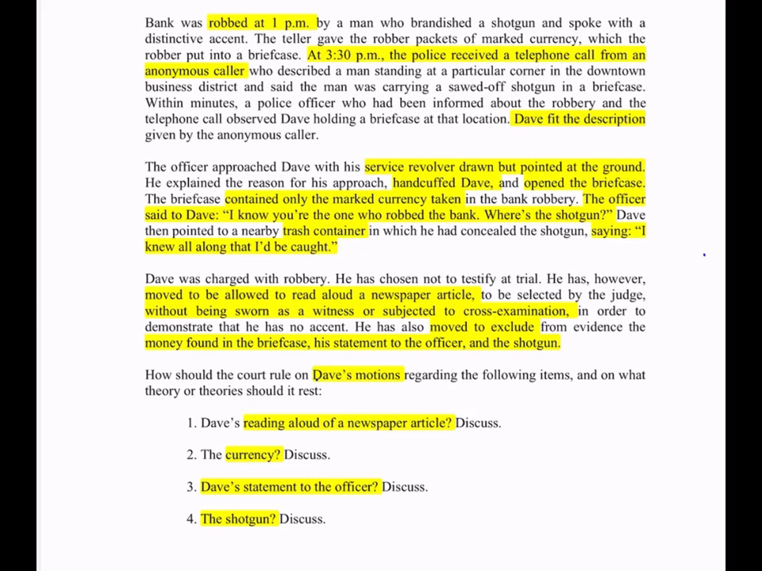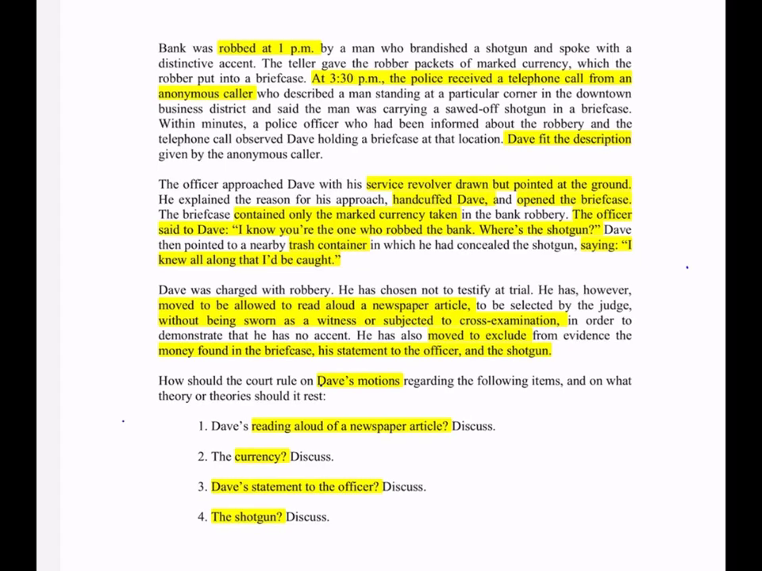Yeah, Dave was charged with robbery. He's chosen not to testify at trial. And as we already read, he's moved to be allowed to read aloud a newspaper article, call 1, to be selected by the judge without being sworn as a witness or subjected to cross-examination in order to demonstrate that he has no accent. He has also moved to exclude from evidence the money found in the briefcase. That's call 2. His statement to the officer, call 3. And the shotgun, call 4.